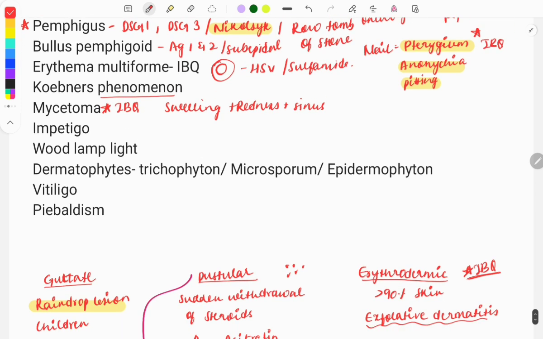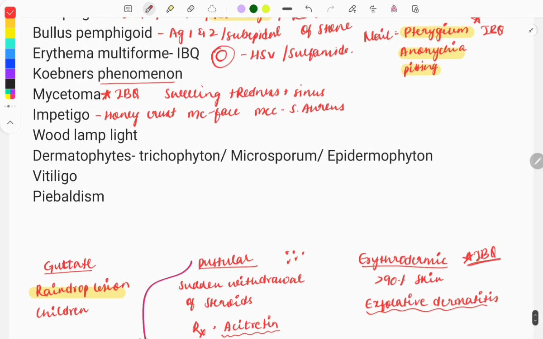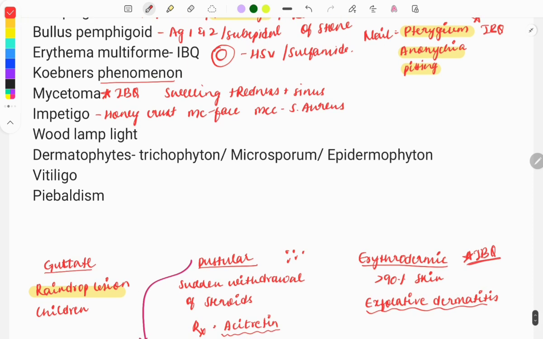So moving on, impetigo. Impetigo is a bacterial skin infection seen in children, and there are honey-colored crusts seen most commonly on the face, and image-based questions are asked, so you need to know all points about impetigo, and also questions are asked on the most common cause, which is Staph aureus. So these are certain points which you need to remember on impetigo.